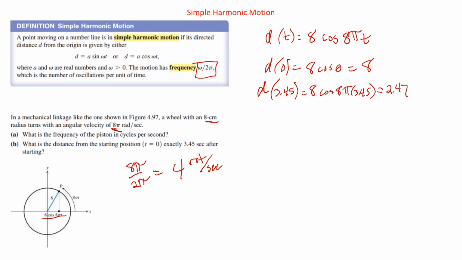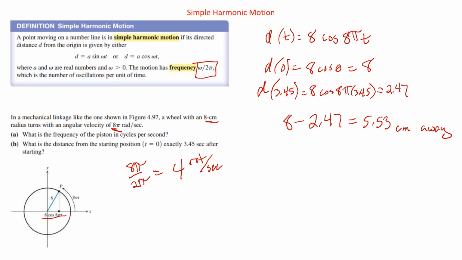And it's asking what is the distance from the starting point? So this is going to be position. So it starts out at 8, it ends at 2.47. So for the distance from the starting point, we just have to subtract to get about 5.53 centimeters away. So it is 5.53 centimeters away.